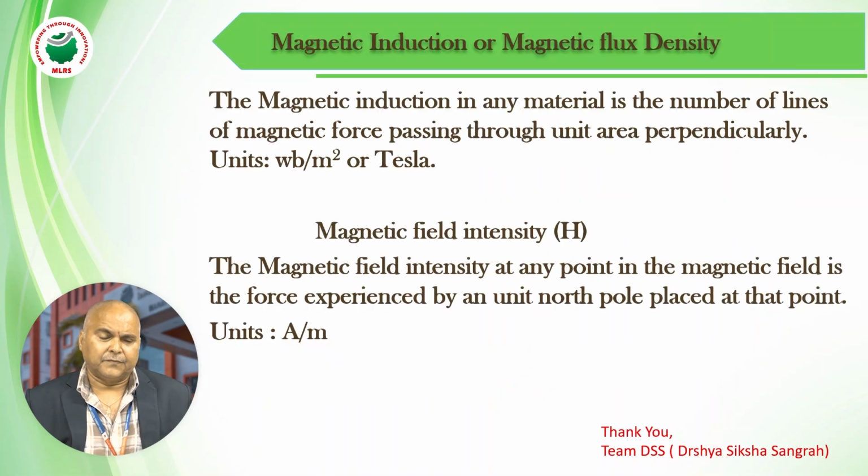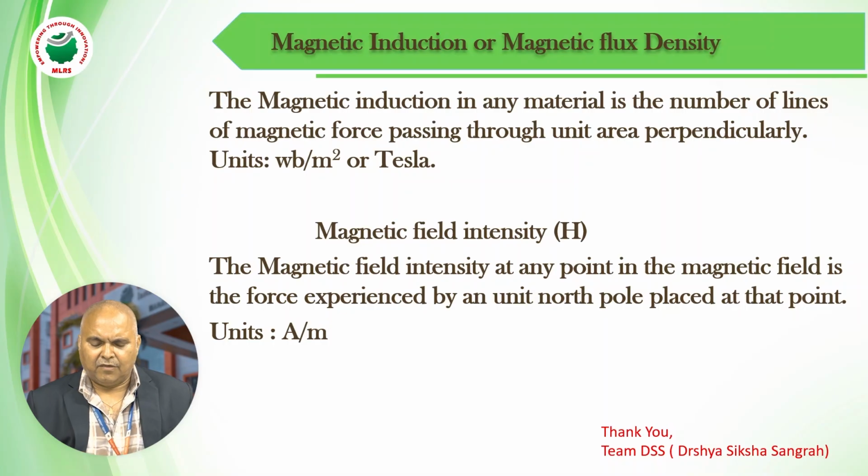Then there is another important definition, that is magnetic induction or magnetic flux density. How do we calculate the magnetic induction? It is the number of lines, as we saw in earlier slides, passing through unit area. The number of lines passing through unit area we call magnetic induction or magnetic flux density. So it depends on the area and the number of lines. If the number of lines is more, you will get more magnetic flux density.